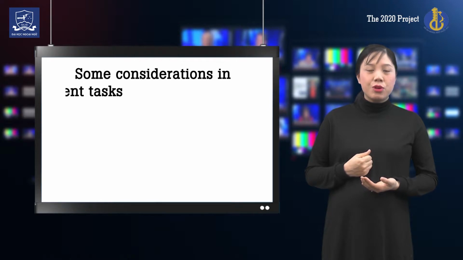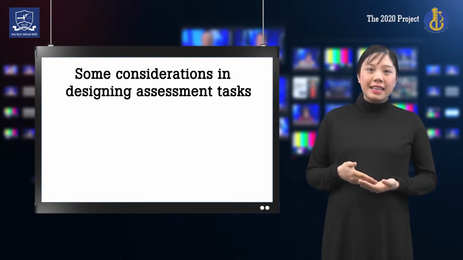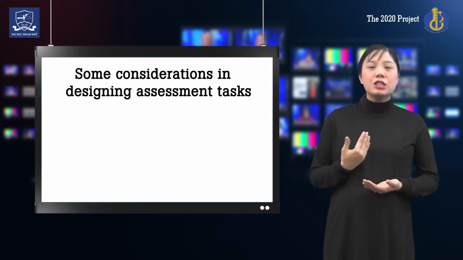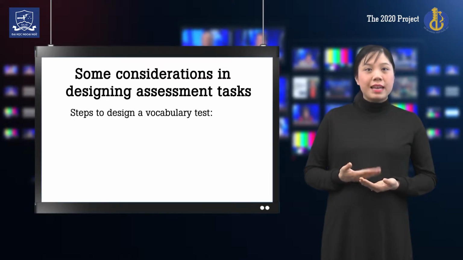As we have defined vocabulary knowledge as a separate ability, our design of vocabulary test items will be more discrete than embedded tests that contribute to assessing a larger construct or ability than just vocabulary. Let's look at some steps you can take to design a vocabulary test.